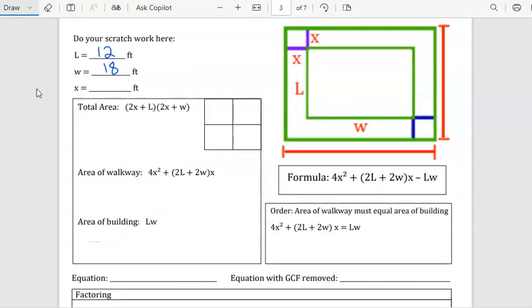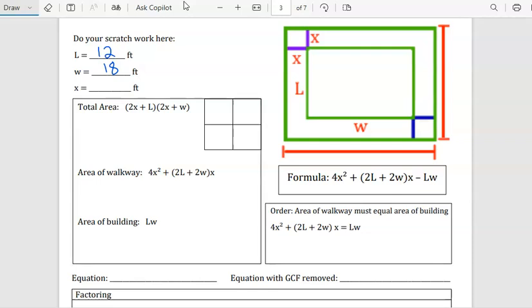Each group will pick a length and a width from the sign-up sheet to use. In this video, we'll go over the example where the length is 12 feet and the width is 18 feet. So what we want to have is a building and a walkway such that the walkway's area is the same as the building's area. We're going to call the length of the sidewalk X.